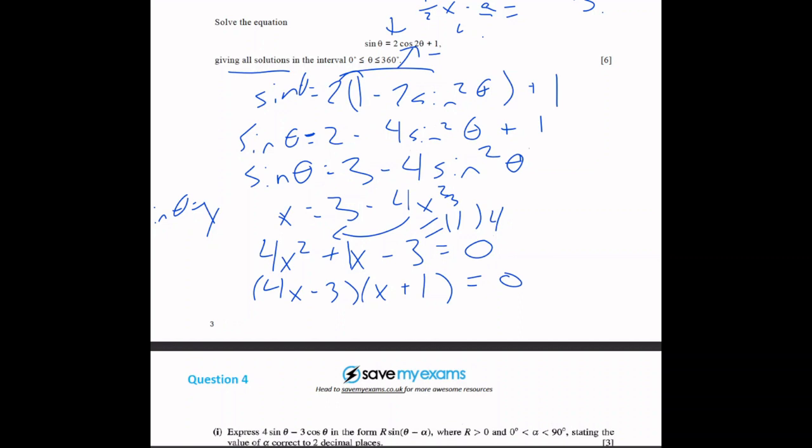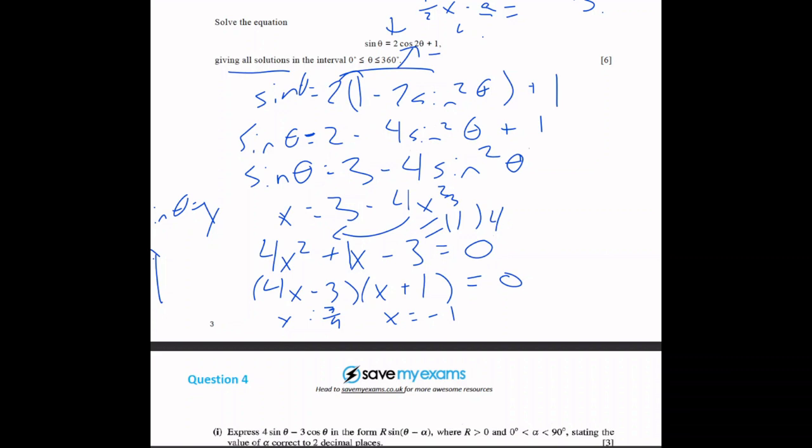And because this equals 0, I can set both equal to 0. x equals 3/4. That's messy. And x equals negative 1. But we are not done there. x is a substitute for sine theta, so I need to set both those equal to sine theta.